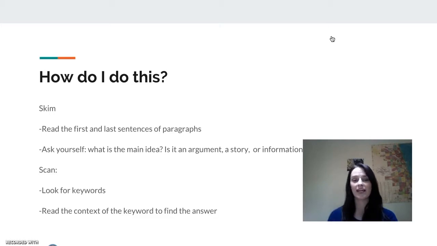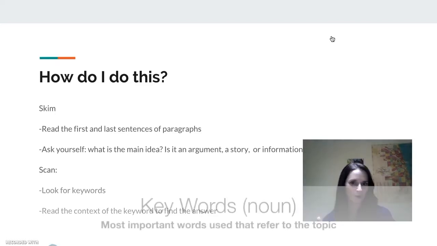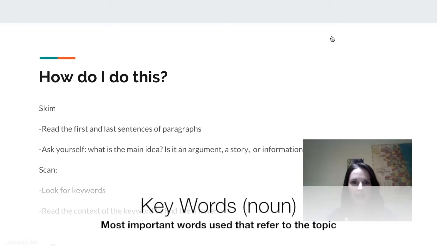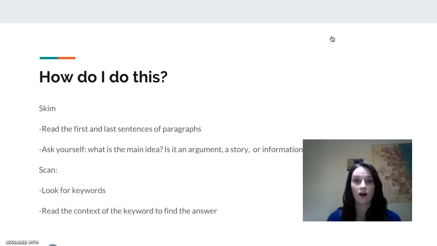To practice scanning, you just practice looking for key words, words that have a lot of meaning. So what I mean by that is you're looking for maybe words that are in the title, or words that show up in the thesis. You know, something that really means what the author is trying to say, the main idea.